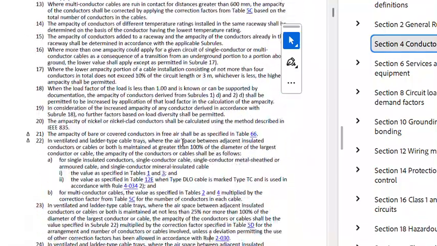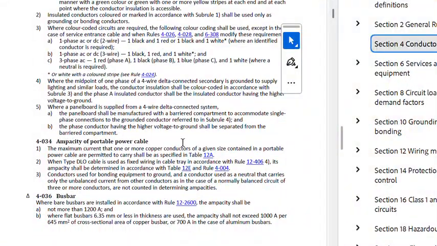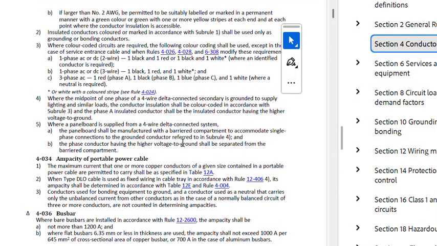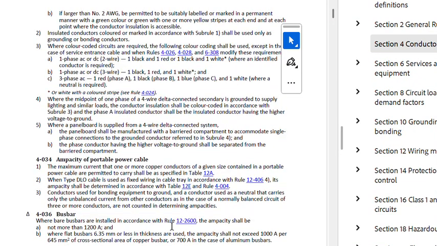I'm going to keep trying to scroll down to rule 32, and I'm going to show you where this is in the code. It is actually in Section 4, Rule 32, which is called Identification of Insulated Conductors. And it talks about green, and then one of them talks about single phase, so one phase, AC or DC.